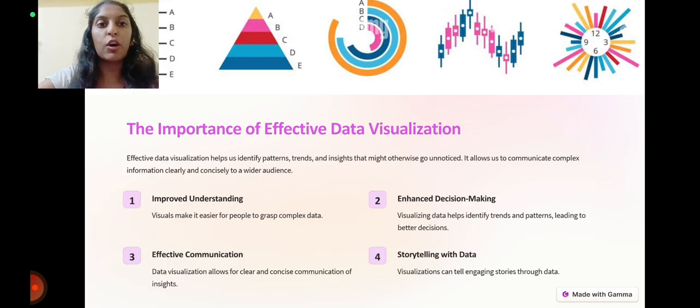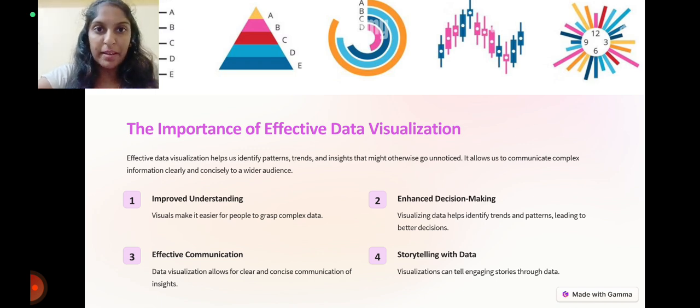The importance of effective data visualization. Let's see the importance of effective data visualization. Firstly, it helps to improve the understanding and enhance the decision making. It helps for effective communication and storytelling with the data. Effective data visualization helps us identify the patterns, trends, and insights that might otherwise go unnoticed. It allows us to communicate complex information clearly and consistently to a wider audience.